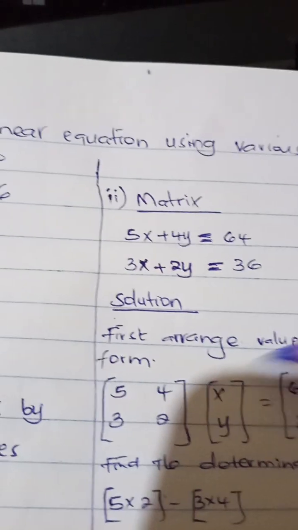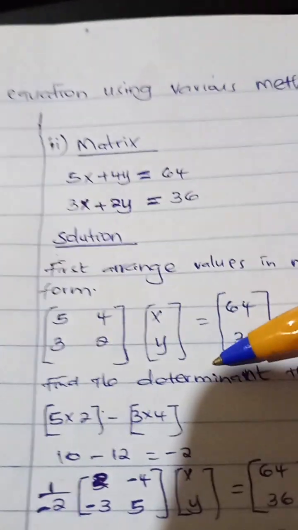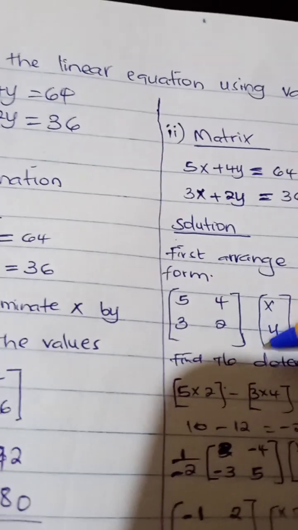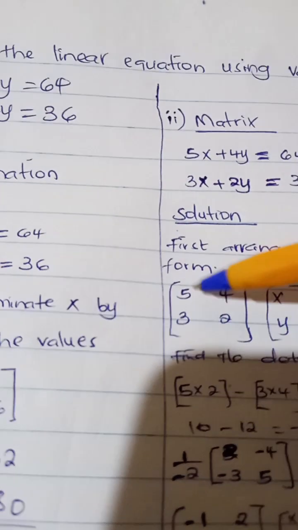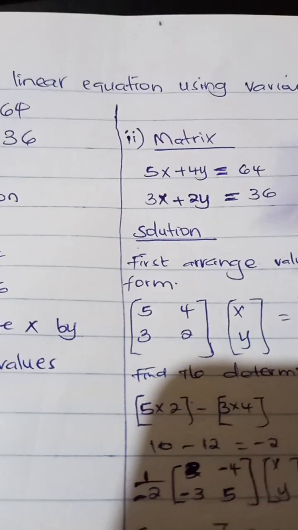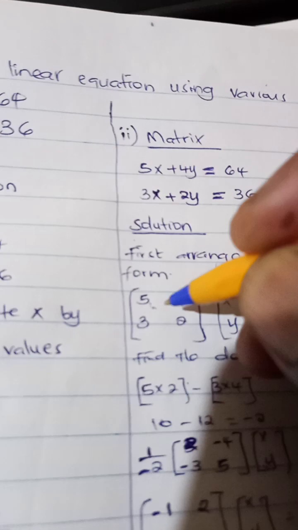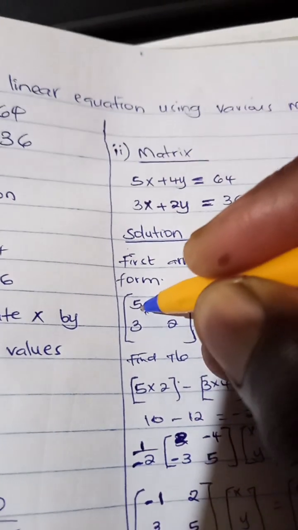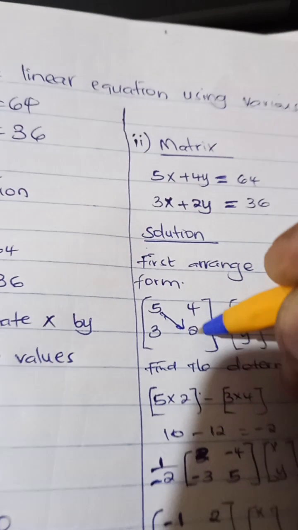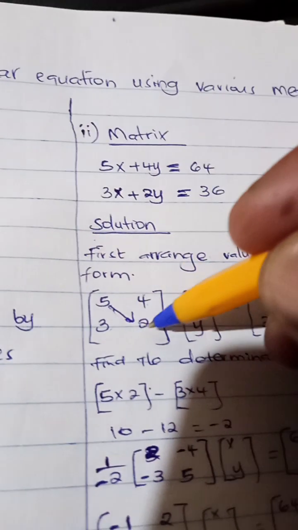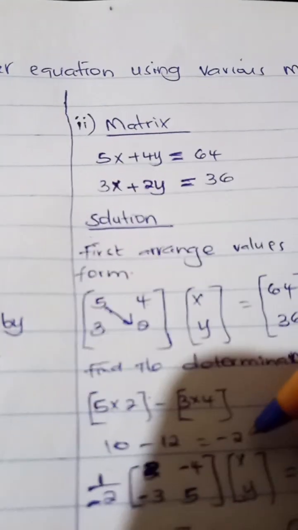Then from this matrix form, we have first to find the determinant. How do we find the determinant of a matrix? To find the determinant, you have to find the multiplication of 5 by 2 here. Then you subtract 3 by 4. We have 10 minus 12, which is negative 2.